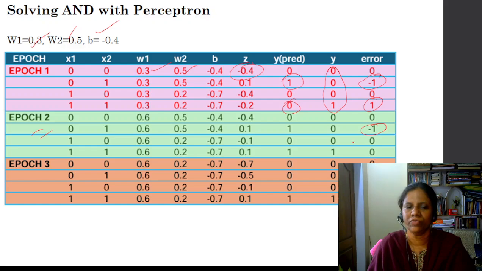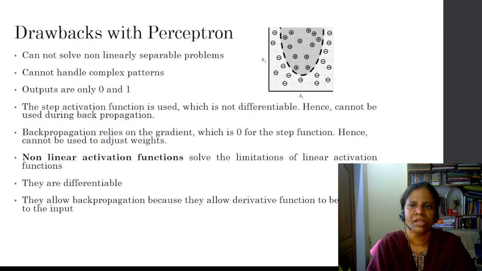Now finally, we go to the third epoch, weights and biases are updated. See, finally we get all zeros, there is no error. So the algorithm terminates, we can say. So this is how perceptron works. Drawbacks with perceptron, it cannot see this kind of complex patterns because here it is not a straight line where the two sets of points are divided. So this kind of complex patterns cannot be modeled with perceptron.